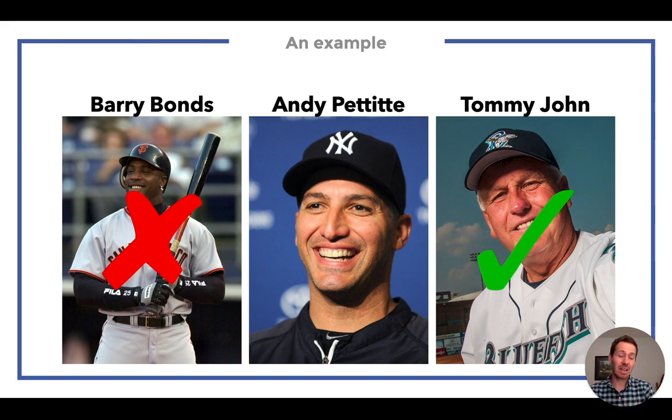And what Gladwell wants to argue is that Pettitte's case is more like Tommy John's case. His PED use didn't give him some advantage. It just helped him back to health a little bit quicker than he could have gotten there otherwise. It wasn't like Barry Bonds, who used PEDs to bulk up to become a better player.